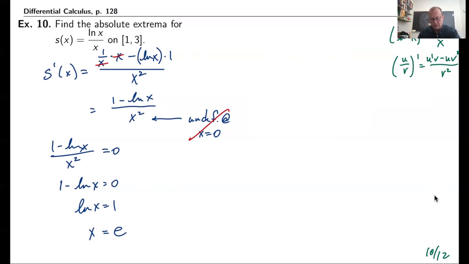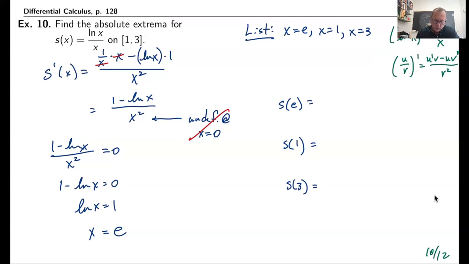Then you have to check and see, is e in this interval from 1 to 3? You might have to check to see about this, but e is about 2.7. So yeah, it's somewhere between 1 and 3. So we're going to go ahead and use that. And so our list that we have to think about what to check is going to be x equals e, x equals 1, and x equals 3. So we're just going to plug them in. And so s of e, s of 1, and s of 3.